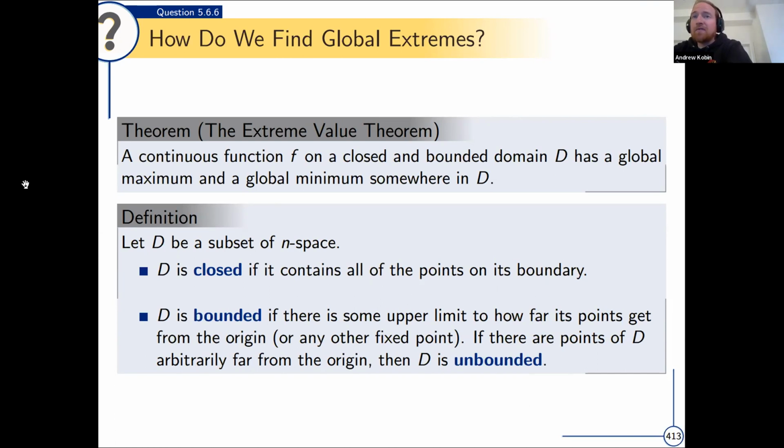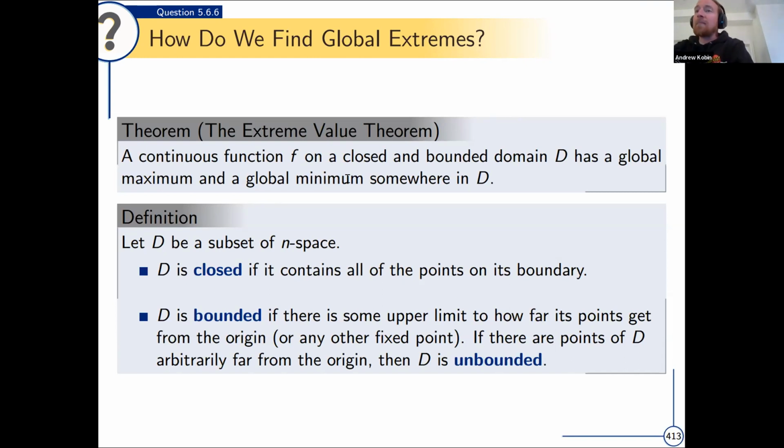So if we have a continuous function f on what's called a closed and bounded domain D, then f has a global maximum and a global minimum somewhere in D. We'll talk about closed and bounded in the definition below, but I just want to point out that the statement of this theorem has global instead of local max and min. And global means that among all possible values of the function on that domain D, these are the largest and the smallest possible values of f of x, y, respectively.